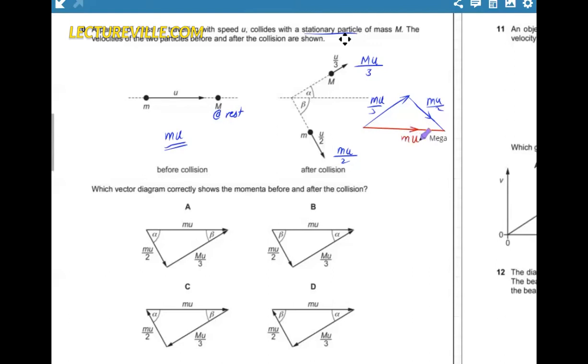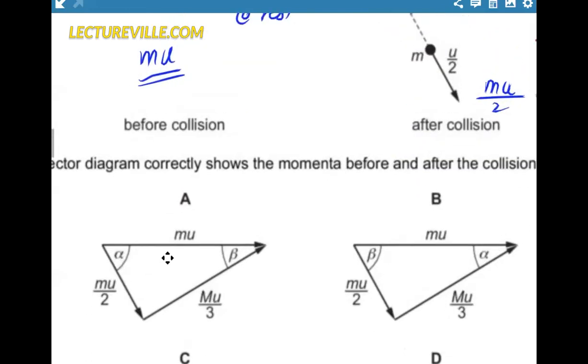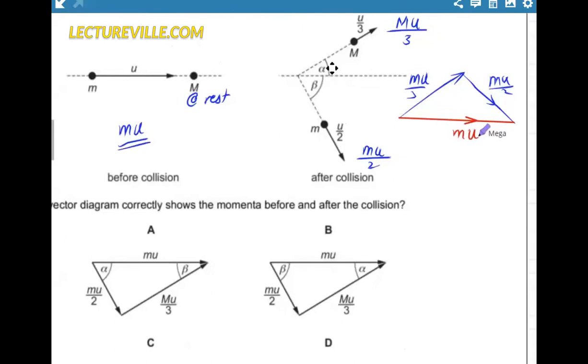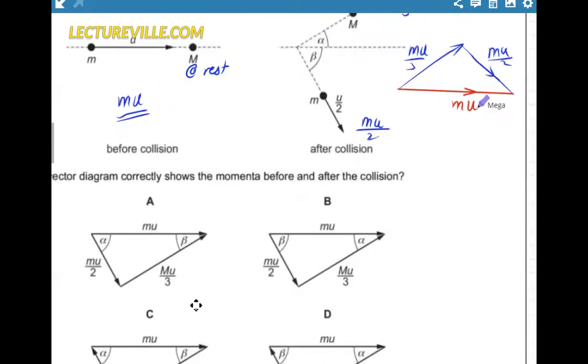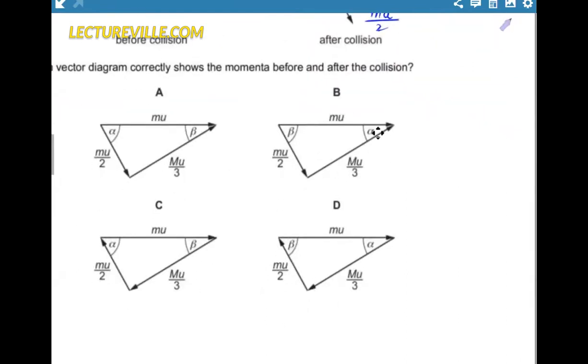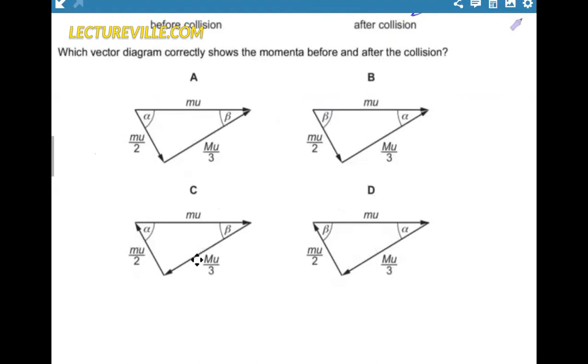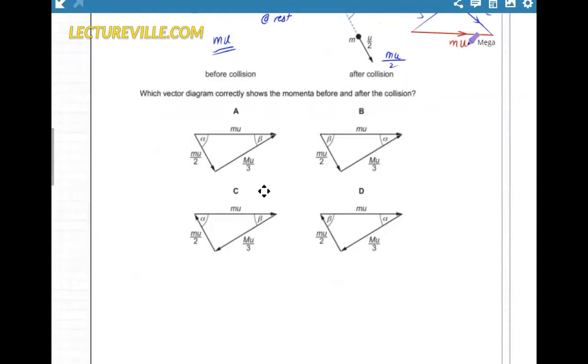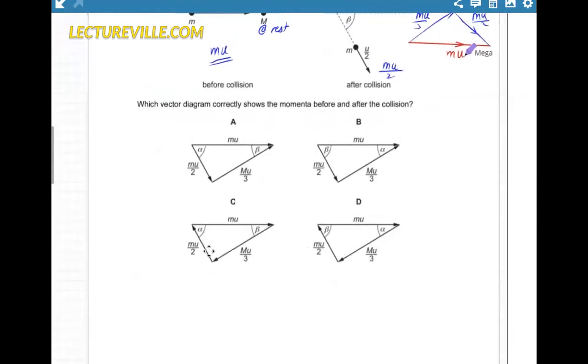Now look for this kind of diagram. Mu is this way, mu by 2. Okay, he made the whole diagram correct. Only mistake is that he switched alpha and beta. This angle should be beta and this angle should be alpha. So that is the only thing wrong in A. Okay, I can see answer is B, but let's see what is wrong with the other one. Because we are just not knowing the answers of every question, we are spending time to actually understand the topic as well.